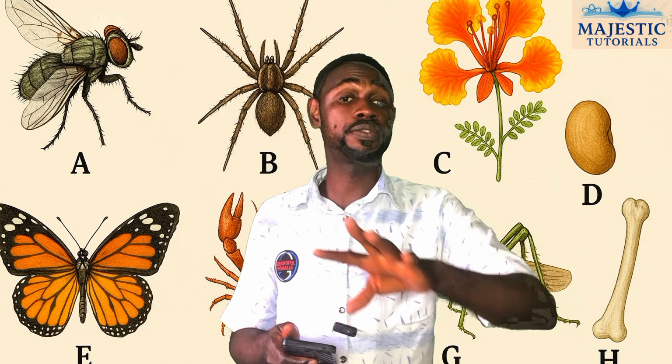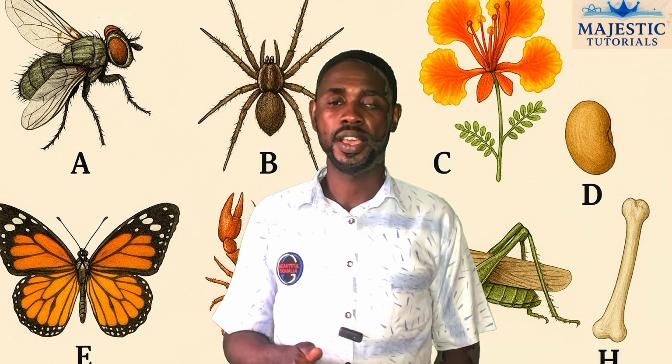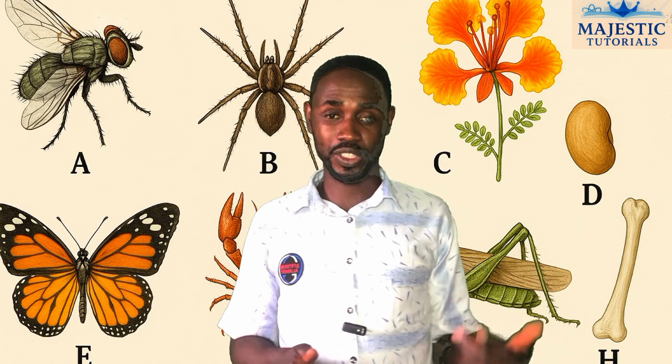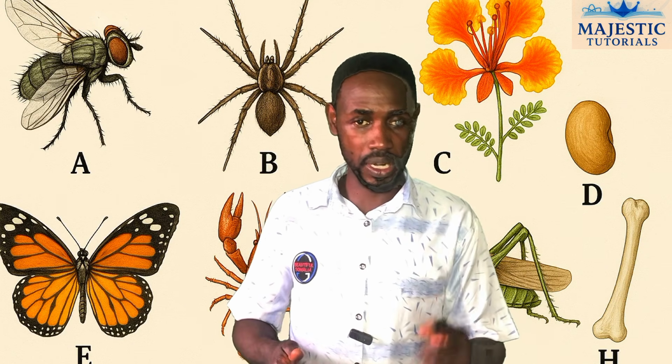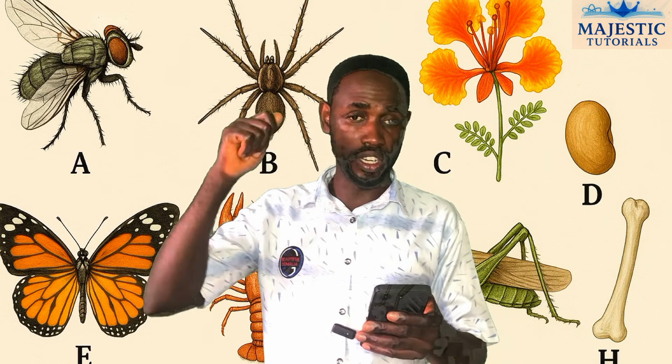But remember, adaptive features, you can still remember pair of antennae for sensation of touch, exoskeleton for protection, pair of wings for flight when necessary. Then the number one is strong hind legs for leaping.